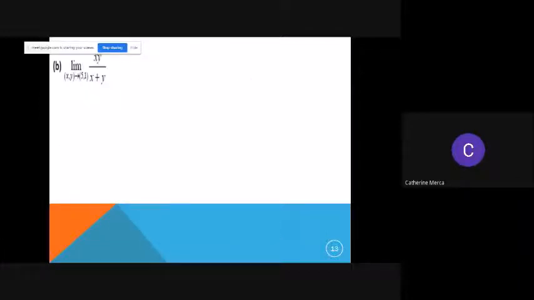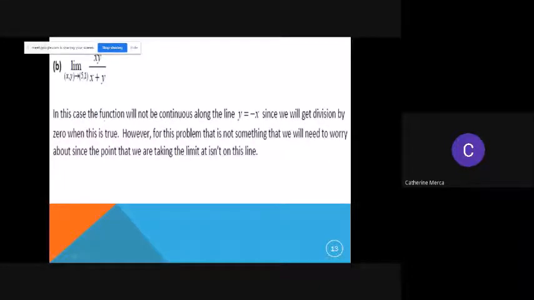The limit of xy over x plus y. Notice that if you have this, it will not be continuous along the line y equals negative x. If you have y equals negative x here, you will have x plus the negative of x, which will be 0. So when it becomes 0, it's undefined. So it will not be continuous here, since you'll get division by 0 when this is true.